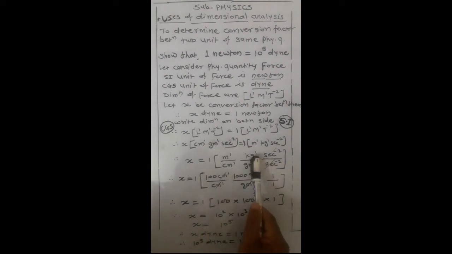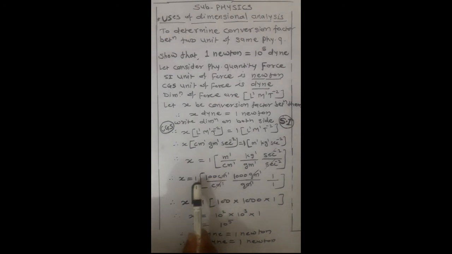Okay. Same like, we know that 1 kg means what? 1000 gram. Therefore, substitute here, instead of 1 kg, we can take here the 1000 gram raised to 1 upon gram raised to 1. These are the same, gram raised to 1, gram raised to 1, which should be cancelled. And remaining term is only 1000. And this is the 1 upon 1. Okay. Therefore, X is equal to only 1 into 100 into 1000 into 1.